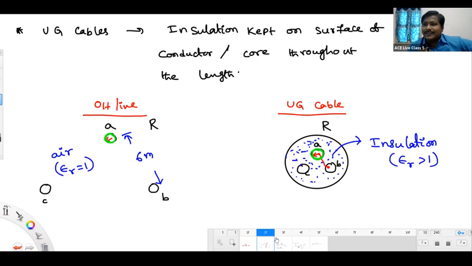One is the skin effect. Next one is the proximity effect. Skin effect will be more or less the same for both. But we have to discuss the term proximity effect now. Proximity effect. Listen please.